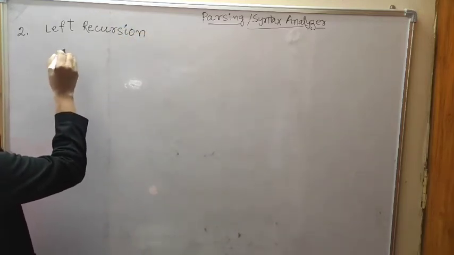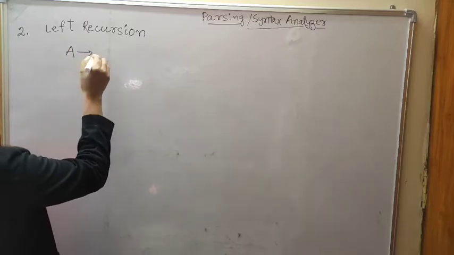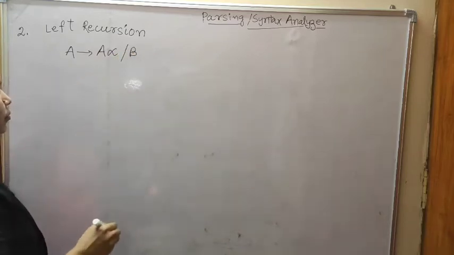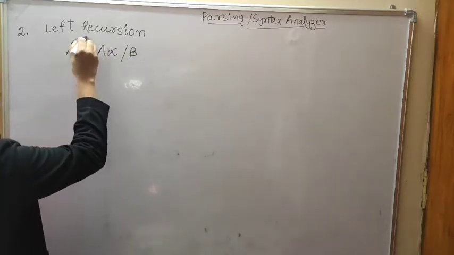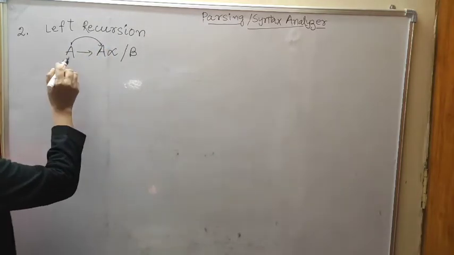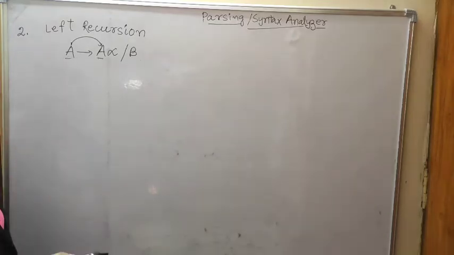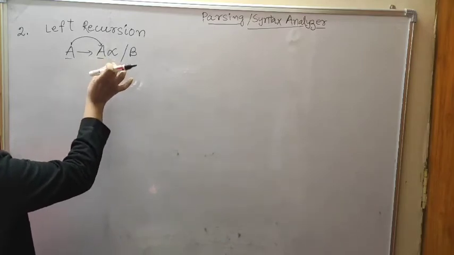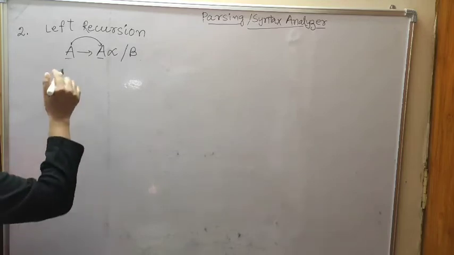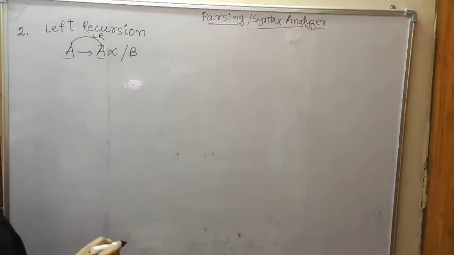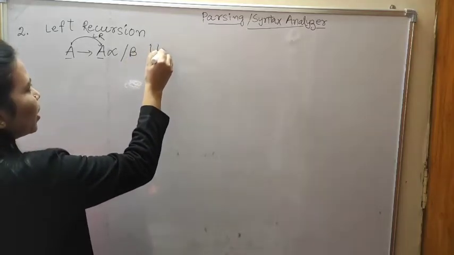If the rule given is A goes to A alpha or beta, that means the left side A also appears at the start of the right side. This is called left recursion. If alpha came first and afterwards A, then it would be correct grammar, but here A goes to A alpha is given, so this is left recursive grammar. It is not passed by LL1 grammar.